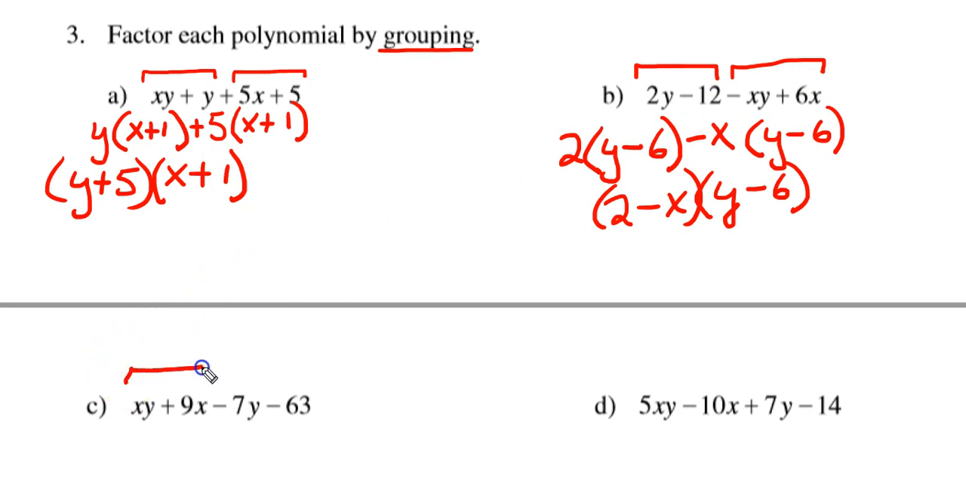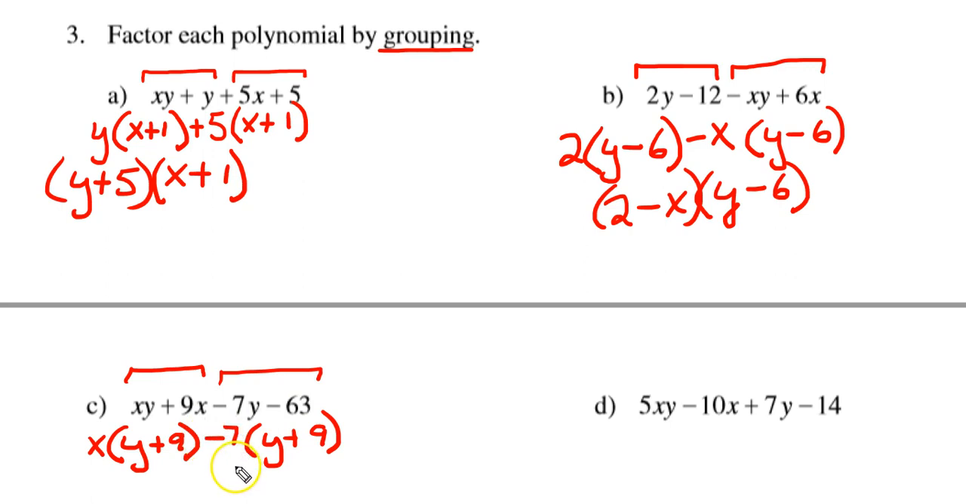Okay, we want to take out a common factor from these two, and then later these two. So what can we take out here? An x. And we get y plus 9. Now again, we want a y plus 9 out of these two. In order to get that, I have to take out a negative 7. So then I get, in one parenthesis, x minus 7, and then my common factor, y plus 9.